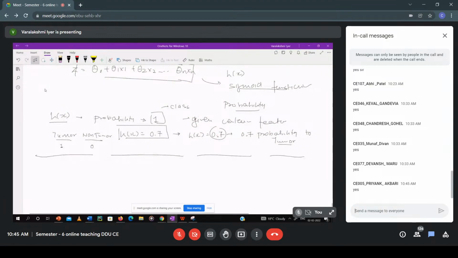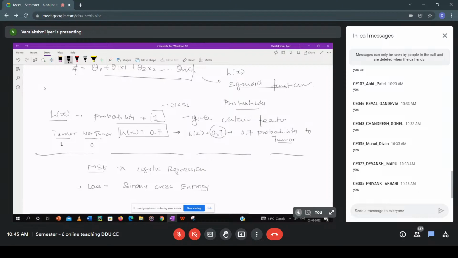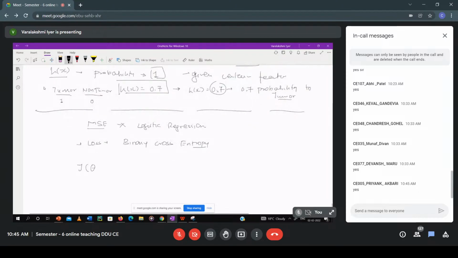Also later on we discussed that the MSE loss function cannot be used in the case of logistic regression. We studied why it cannot be used. We defined a new loss function for logistic regression, which is binary cross entropy loss, of the form J of theta is equal to minus of y ln y hat, where y hat is h of x, plus 1 minus y into ln of 1 minus y hat. This was the loss function that we defined in the previous lecture.